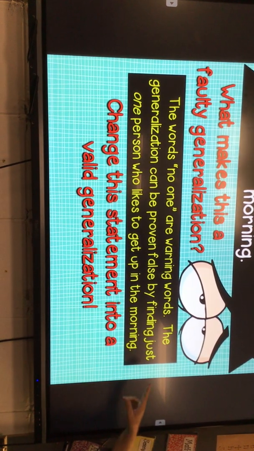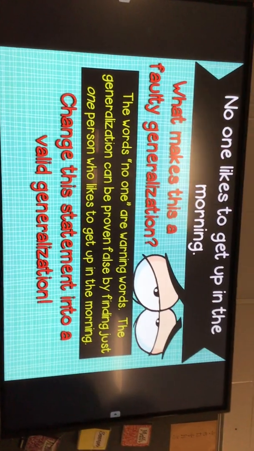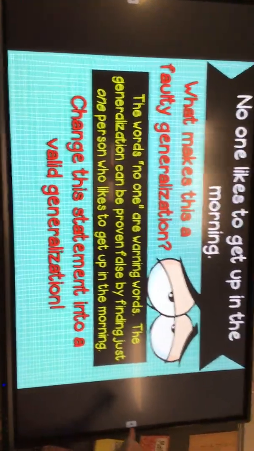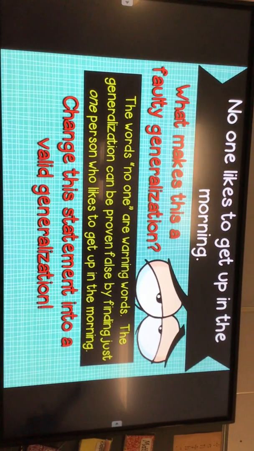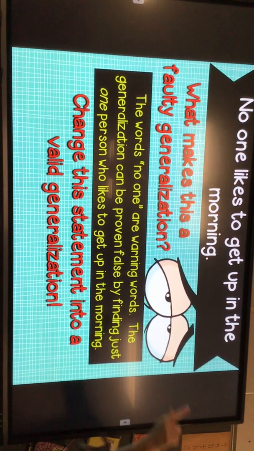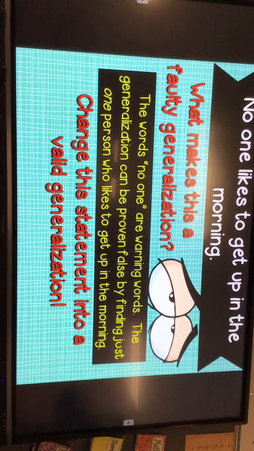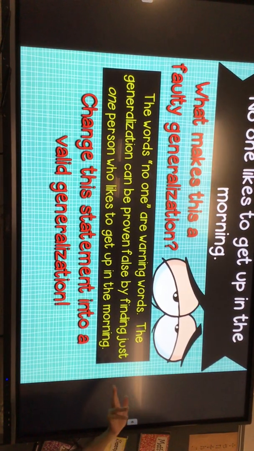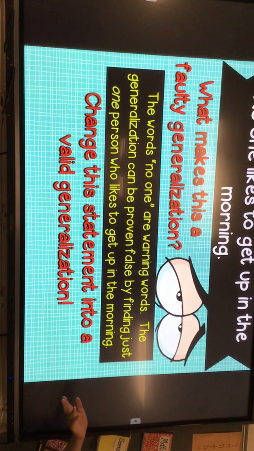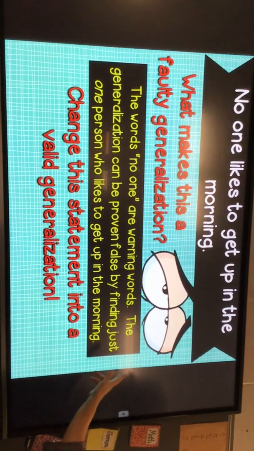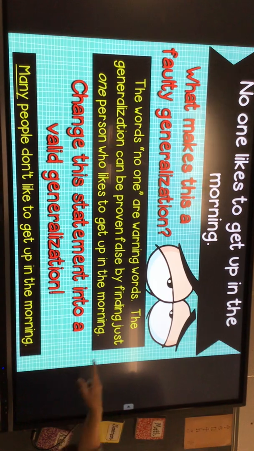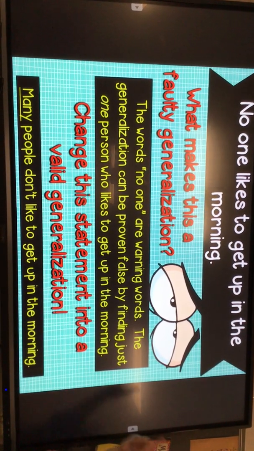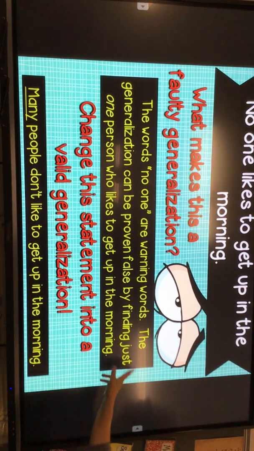Change this statement into a valid one. Ooh, now how can we change it to a valid one? Yes, sir. Some people like to get up in the morning. And now it's not that broad, all-encompassing, because if we can find some people that like to get up in the morning, I bet there's somebody in here that likes to get up early. See? Many people don't like to get up in the morning. Some people like to get up in the morning. That's how we can change it to make it valid.